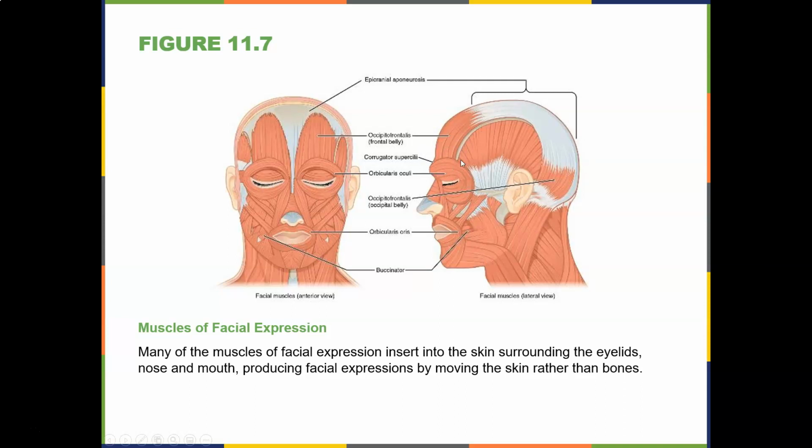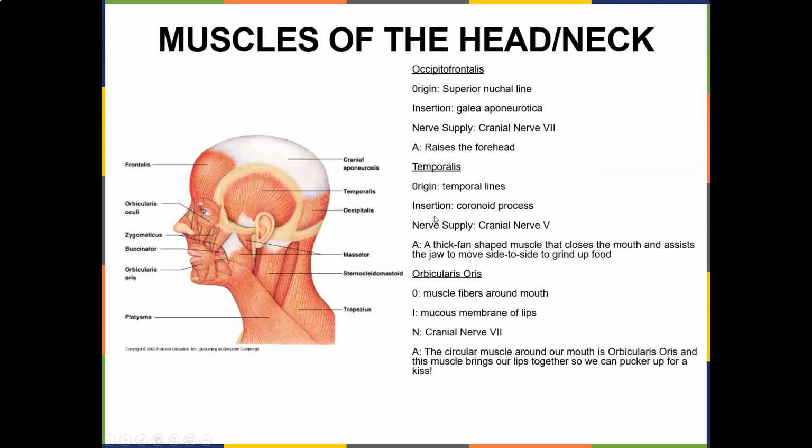You've got the orbicularis oris and the buccinator. Now these are the ones that you have to know. So again, occipital frontalis is from here to here. Origin is the superior nuchal line. Insertion is the galea aponeurotica. Nerve supply is cranial nerve 7. And what does it do? Raises the forehead, keeps this relatively intact. So occipital frontalis, superior nuchal line, inserts into the galea aponeurotica.